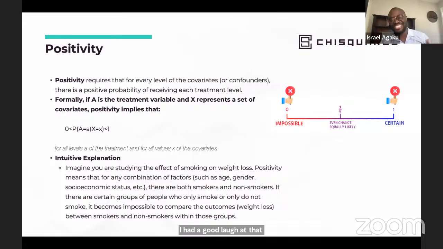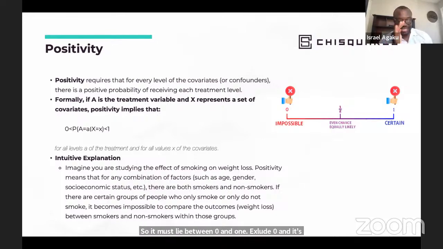Positivity doesn't mean being positive in life. Let me explain it simply. It means that if we take any group of individuals, the probability of being assigned any arm of treatment is positive, meaning that it's greater than 0. So it must lie between 0 and 1, excluding 0 and excluding 1.